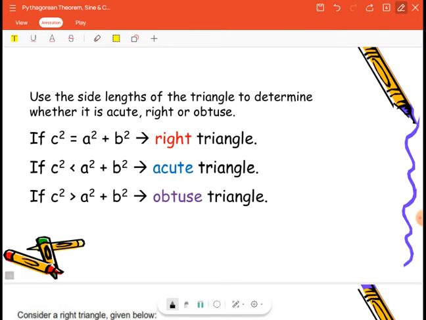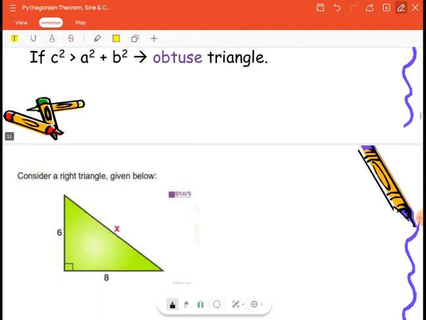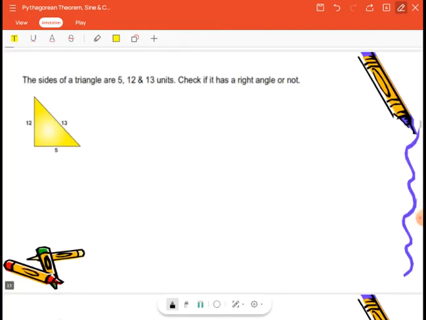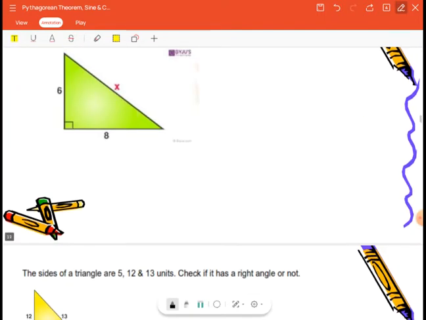Next. Use the side lengths of a triangle to determine whether it is acute, right, or obtuse. Kapag gumamit tayo ng C squared, ay yung equal yung C squared niya doon sa value ng square ng dalawang leg, that is right triangle. Pero kung less than yung hypotenuse o yung C value ng side, acute triangle naman yan. Kapag mas malaki, yun yung obtuse. So, hindi natin pwedeng gamitin dyan yung Pythagorean Theorem. So, dito napapasok yung iba pang, you can check.